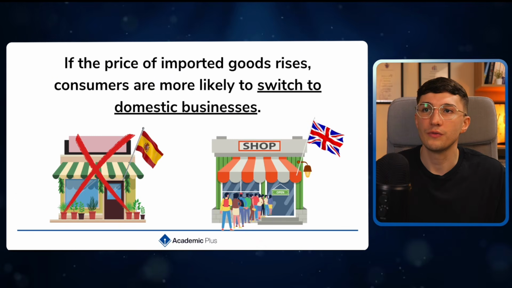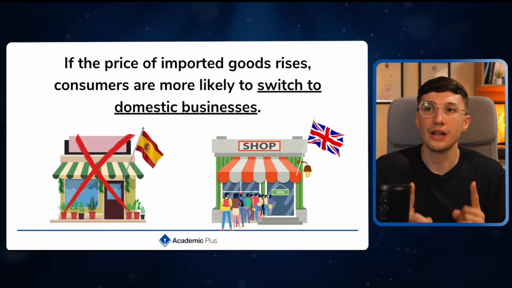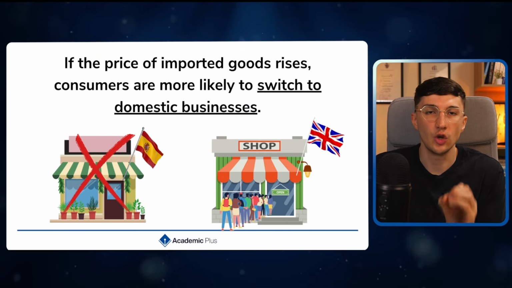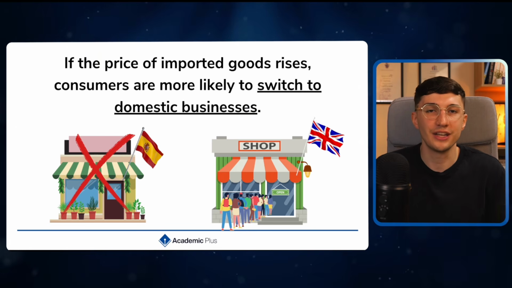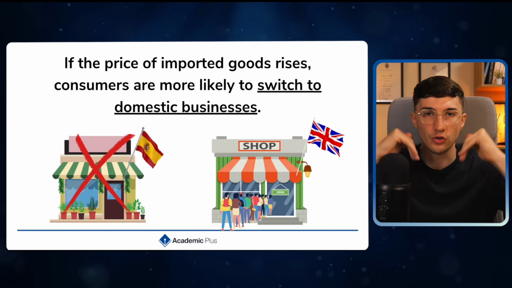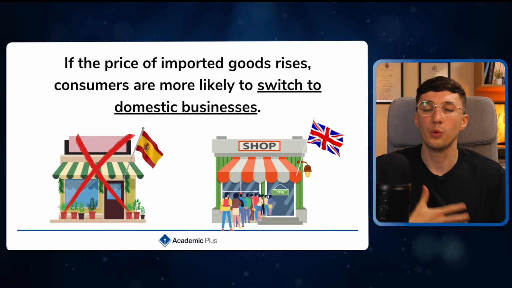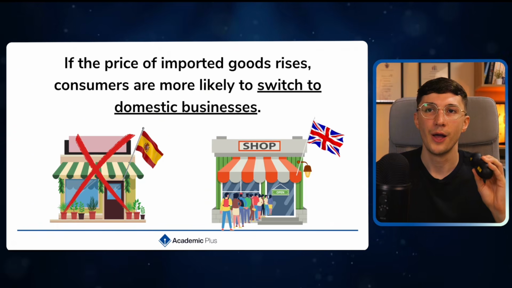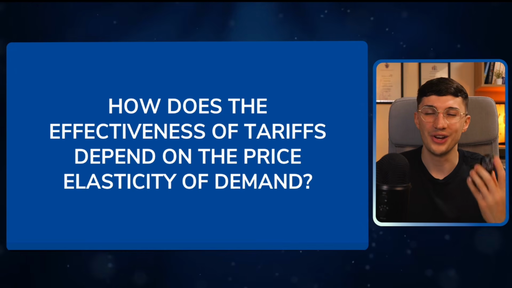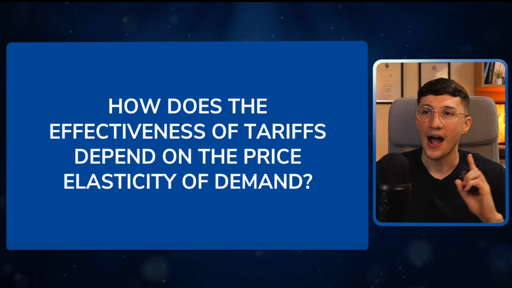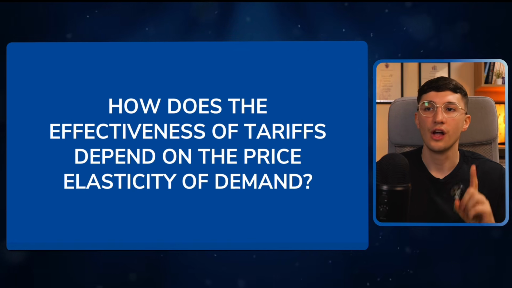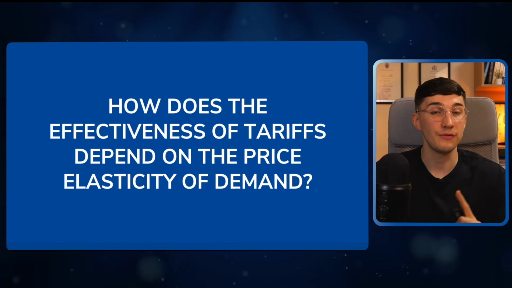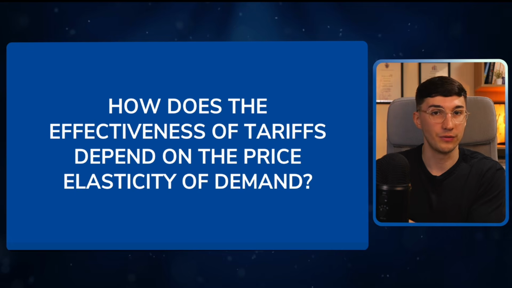So if the price of imported goods rises, consumers are now more likely to switch to domestic businesses because we are simply looking at the law of demand. As the level of price increases, typically demand for those goods will decrease. So we may look for more cheaper alternatives. Now, this is really your A and A star territory because I want to bring in a concept that we learned earlier on in theme 1. How does the effectiveness of tariffs depend on the price elasticity of demand? I know a lot of you hate it, so if you haven't already, make sure you go watch my revision videos on there.